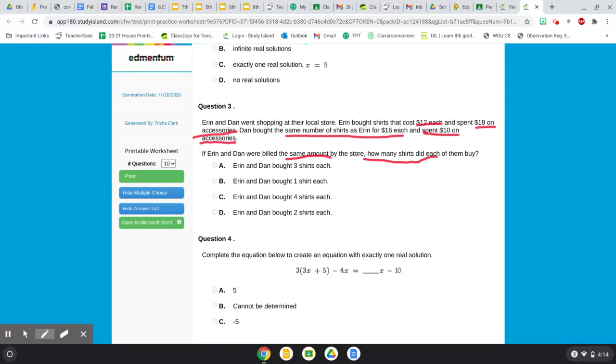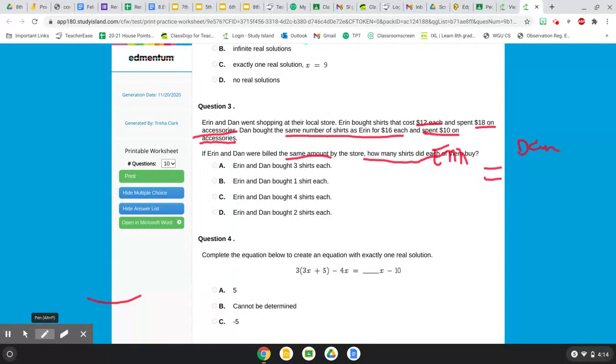Okay, now, if they were billed the same amount, if something's the same, that means it's going to be equal to. So I'm going to start writing my equation with an equal sign. If Dan and Aaron were charged the same, that means I can put Aaron on one side of my equal sign and Dan on the other side. So now I have to determine how to represent what they were charged.